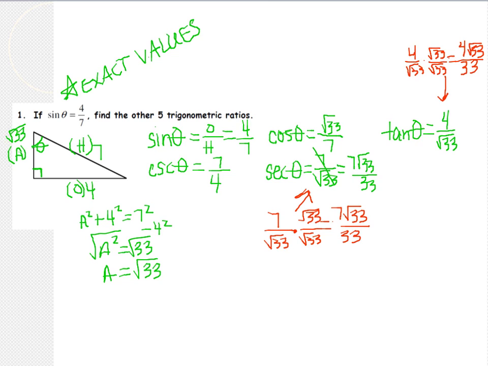So there is my rationalized fraction. So it's 4 times the square root of 33 over 33. I have to have it rationalized. So now I want the cotangent of theta, my last one. So I need the reciprocal of tangent, so it's just the square root of 33 over 4, and since that radical's in the top, it is perfectly acceptable.